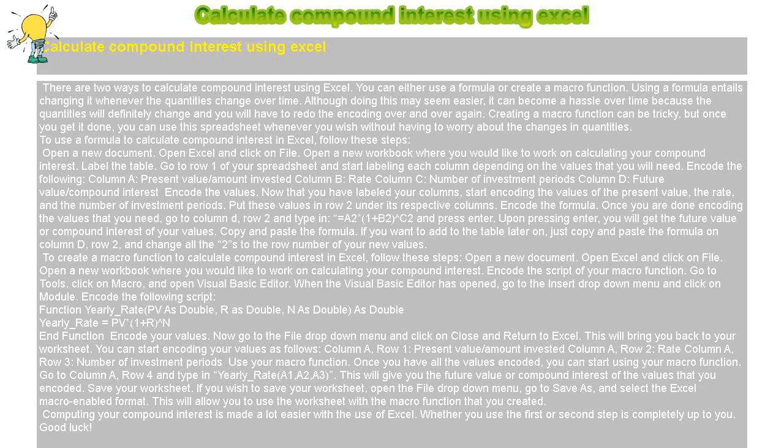Use your macro function. Once you have all the values encoded, you can start using your macro function. Go to column A, row 4 and type in yearly_rate, A1, A2, A3. This will give you the future value or compound interest of the values that you encoded.